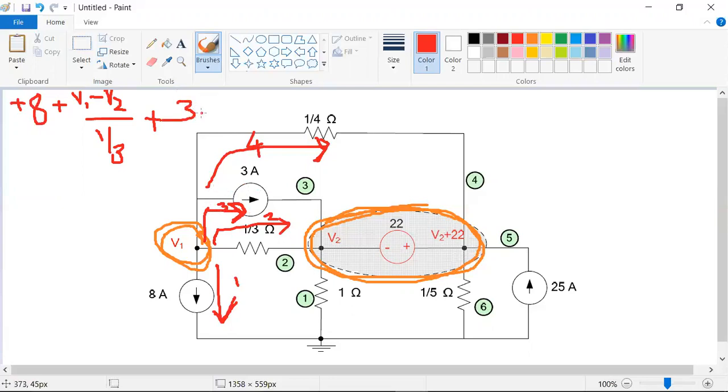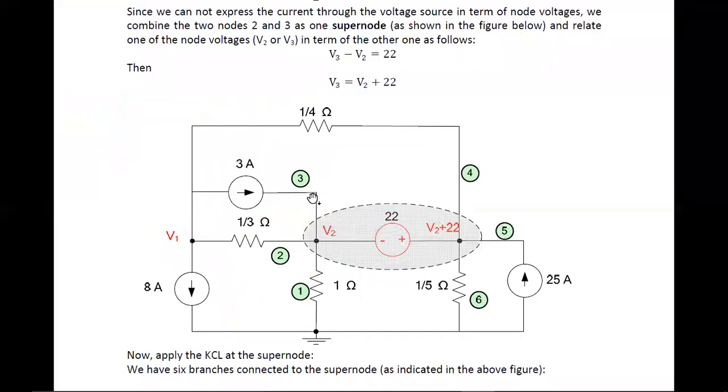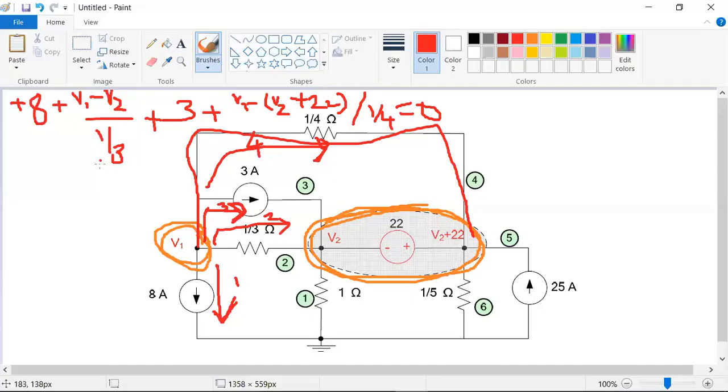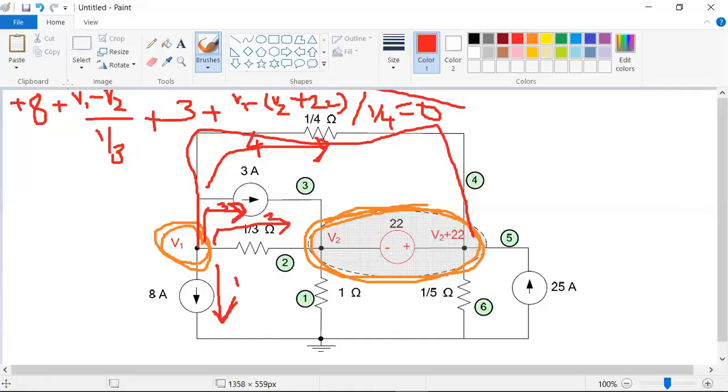Then it will be 3 plus, then what about this? This is a very long line: V1 minus V2 plus 22, because this voltage is V2 plus 22. Instead of V3 we write V2 plus 22, divided by the resistance, 1 by 4, is equal to 0. This is one equation. So this is the way of writing the equation if you are taking the super node.